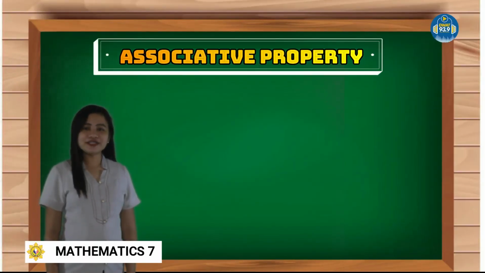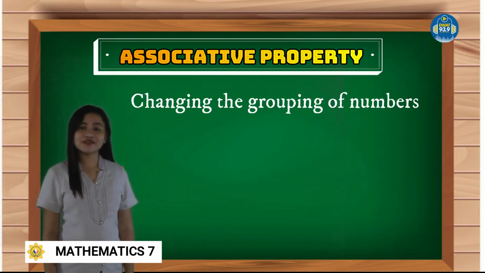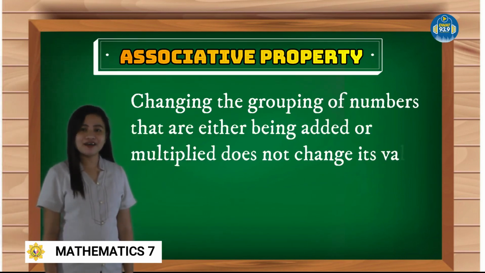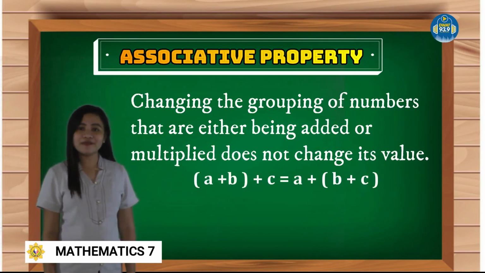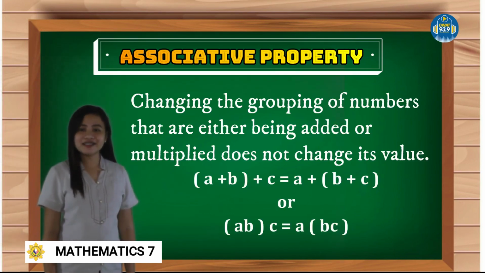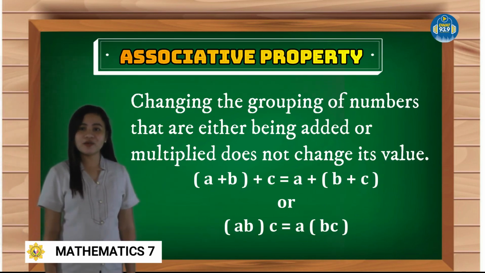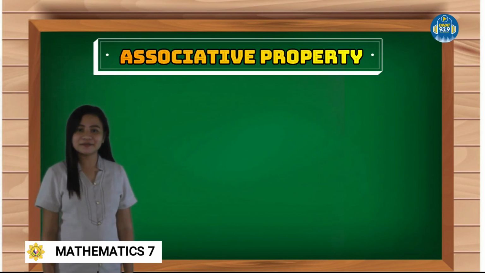The third property is the associative property. In associative property, changing the grouping of numbers that are either being added or multiplied does not change its value. That is, the quantity of a plus b plus c is equal to a plus the quantity of b plus c. Or, the quantity of a times b times c is equal to a times the quantity of b times c. Let's take a look at these examples.